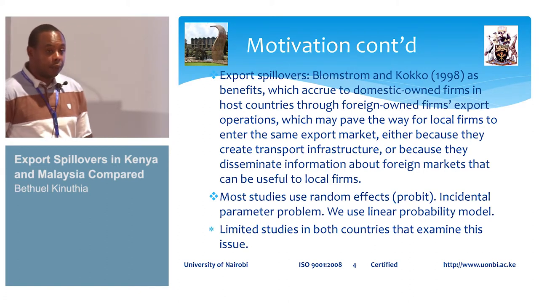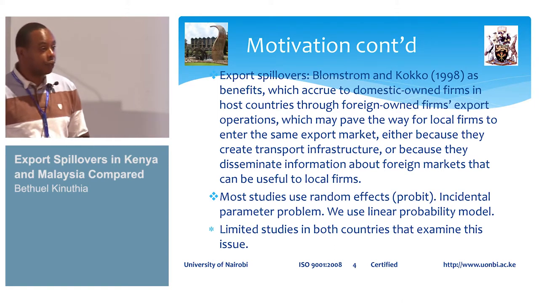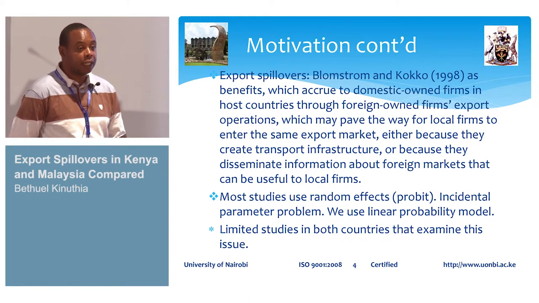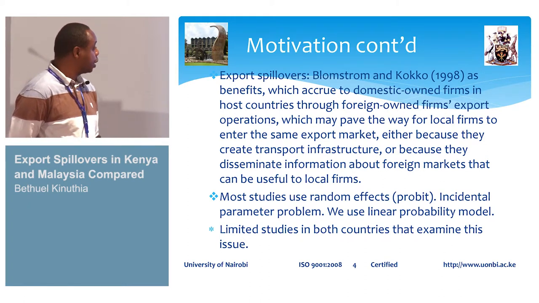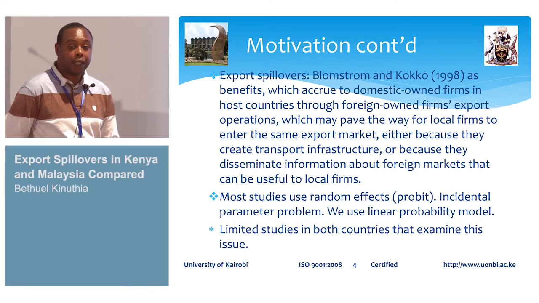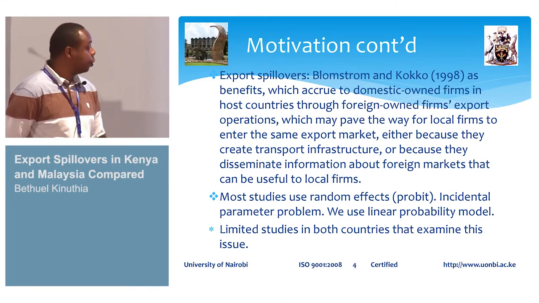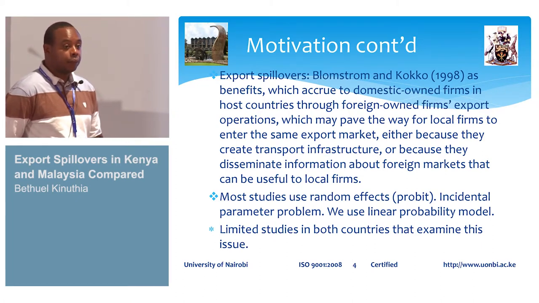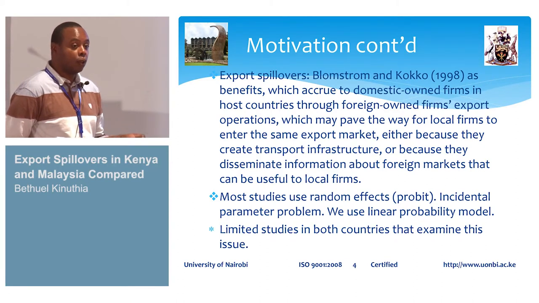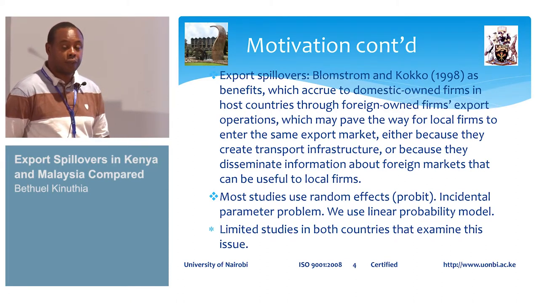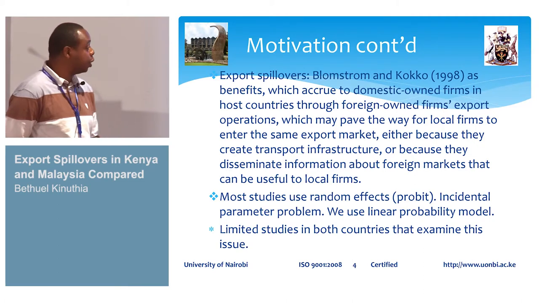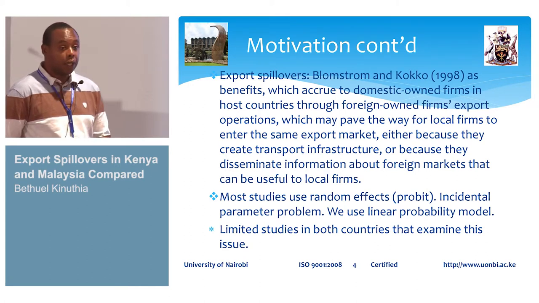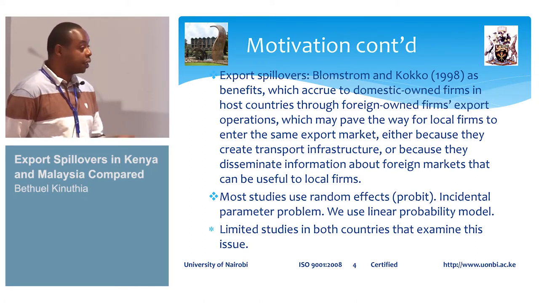Now, what has happened in the literature, which would be one of the contributions of this paper, is that most of the studies that have looked at this issue tend to use random effects, where they estimate a probit model which captures the decision of farms to export. So the farm's decision to export is either 0 or 1. The only problem with this model, probability estimations, is that you can't do the fixed effects estimations because of the incidental parameter problem.